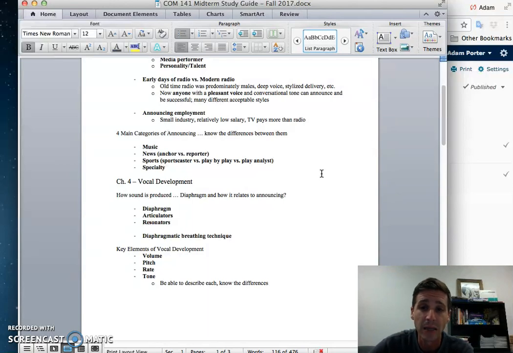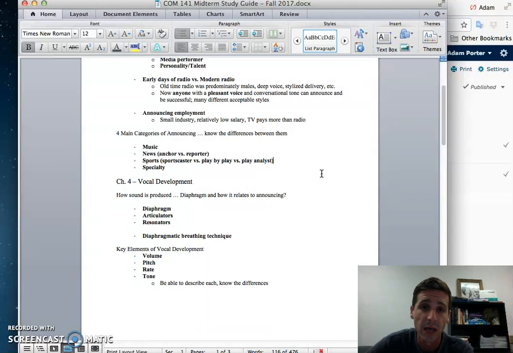While the play analyst is also known as the color commentator. They are the support for the play-by-play announcer. They provide analysis, supporting info, and they help the play-by-play announcer create a more interesting broadcast by having a discussion. A lot of times a play analyst is going to be somebody specialized in that sport, like a former player or a former coach. And then finally we have the fourth catch-all category, and that is the specialty category of announcing. And this is anything that's not music, news, or sports.